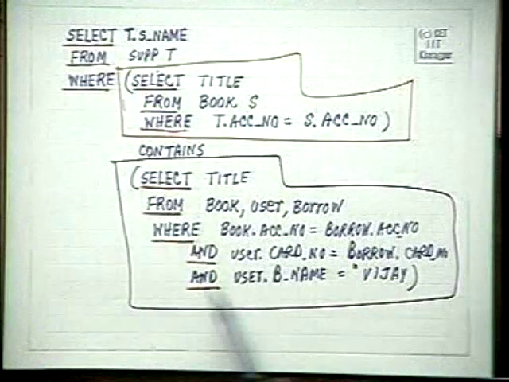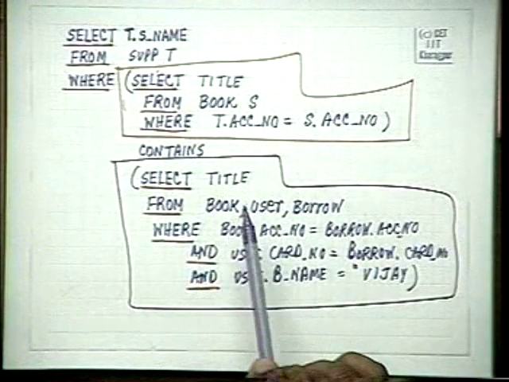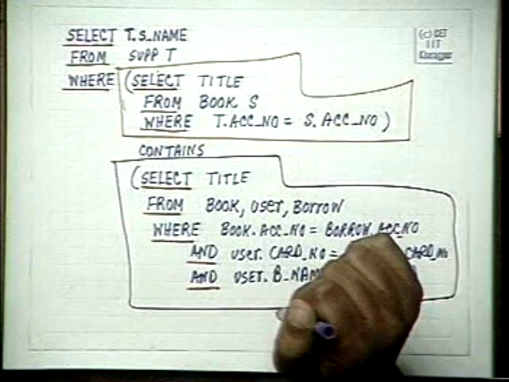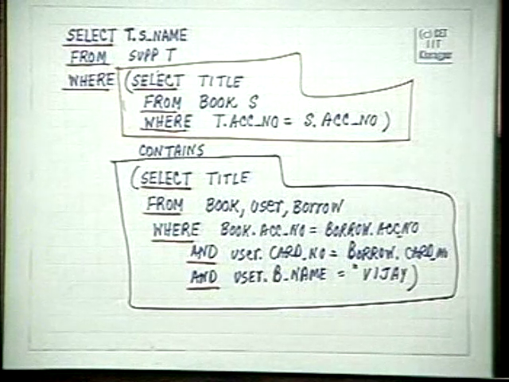So if the answer to this is Narosa, then Narosa must have supplied the titles of all the books corresponding to the books issued by Vijay. This is equivalent to the divides relation that was used in relational algebra to get this. The for all expression was used in tuple relational calculus to get this, and this is the style which we use to solve such queries in SQL.